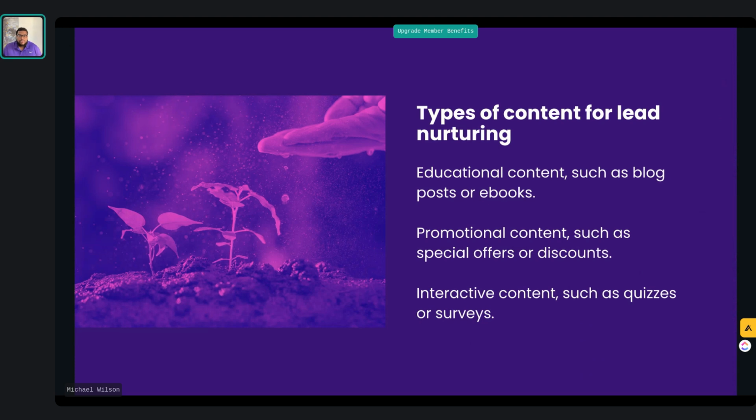Now, when we start to think about the content for lead nurture, what types of content can we use as we're trying to grow these relationships? And this is going to come through things like educational content, such as your blog posts or your ebooks, right? We talk about lead magnets. This can be promotional, such as product offers and discounts, as well as interactive content, such as quizzes and surveys. All of these things are ways that we can start to nurture people and give them valuable types of content in order to give them something they need to get to where they're going, right?